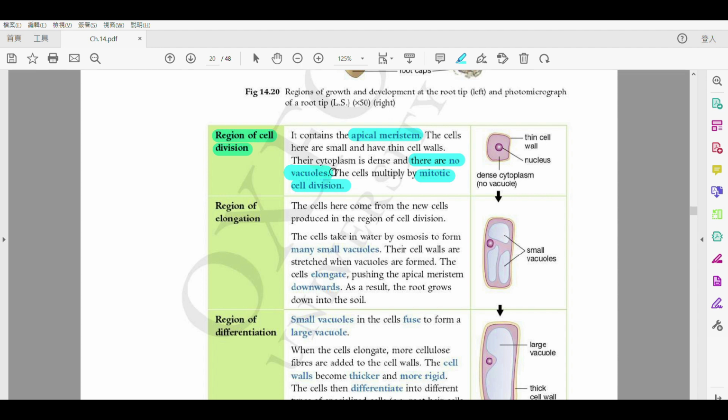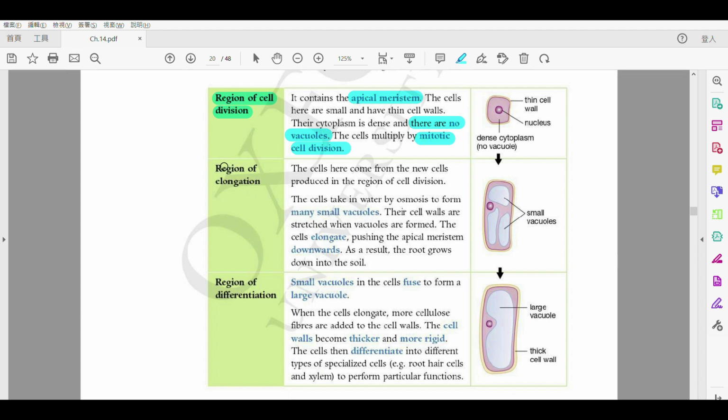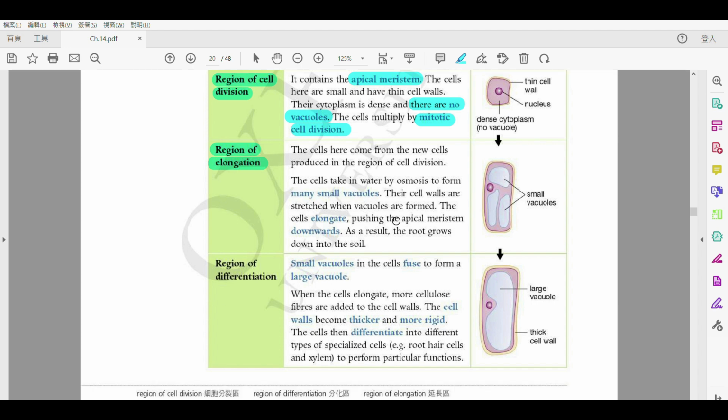Okay? And then we go to the region of elongation. This is a special region because it is not only elongating, it is actually a very, very important part. Why? Let's look at it. So first of all, the features again. So as you can see, you can start seeing some small vacuoles inside the cell. But not yet, they are differentiated. Not yet. Okay?